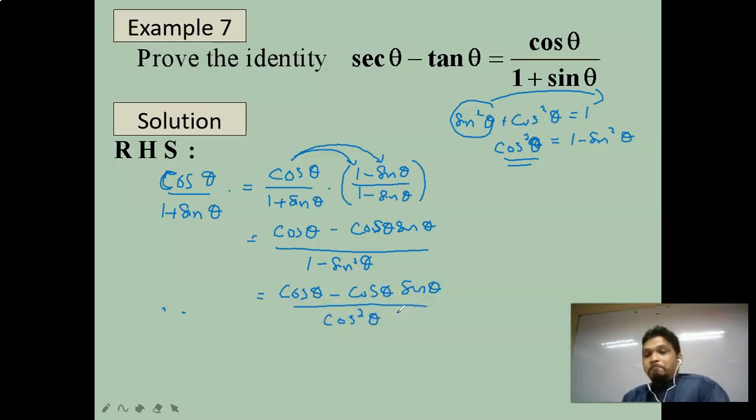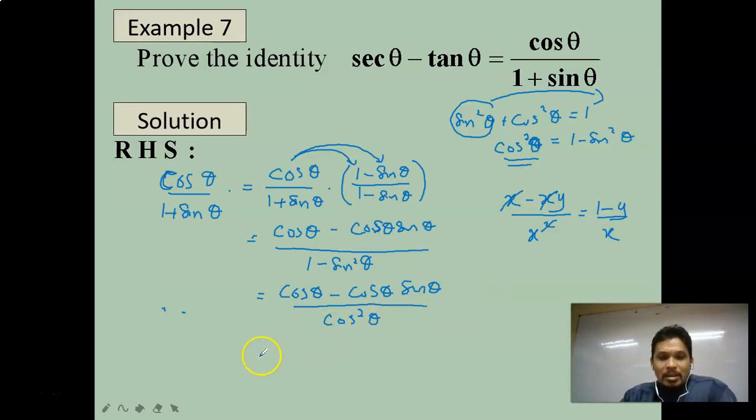cos square theta. And now, class, it is something like this. We have x minus xy divided by x squared. Do you think that we can just simply simplify this? X divided by x, it comes out with 1 minus y divided by x. Am I right? Okay. So in this case, cos divided by cos is 1 minus sine theta divided by cos theta.